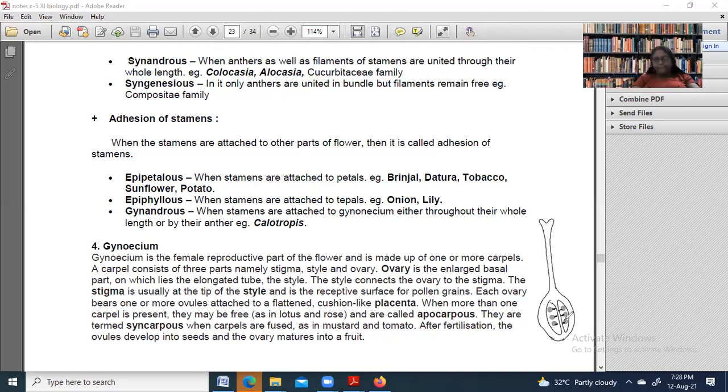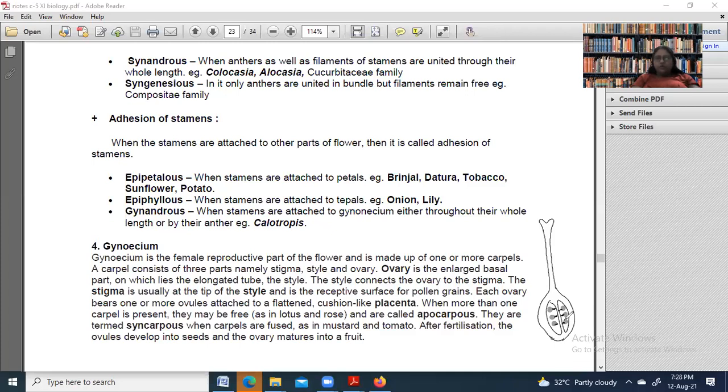Ayushi? Yes, ma'am. What is placenta? Ma'am, it is a cord-like structure which provides nourishment to embryo. In case of human, isn't it? It is same in case of plant. Ovule is attached to the ovary via placenta.